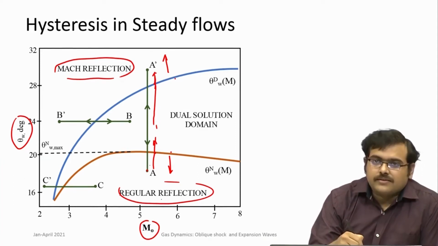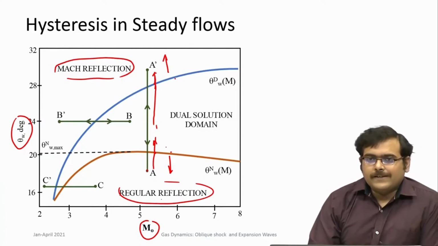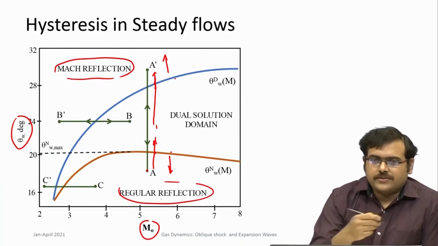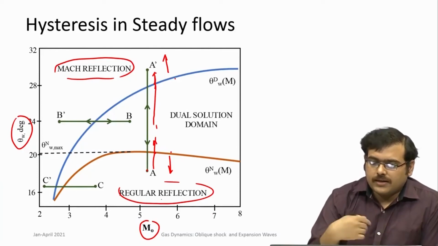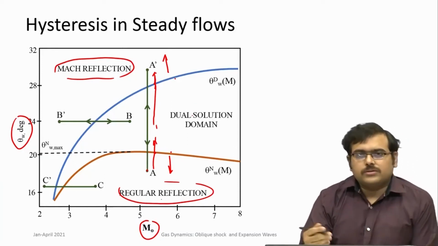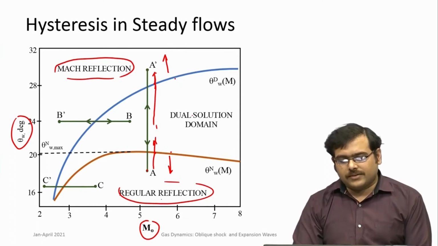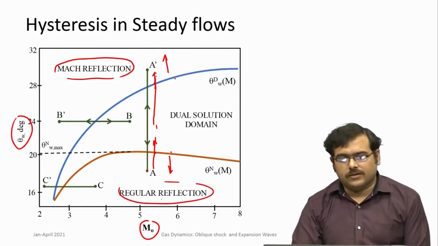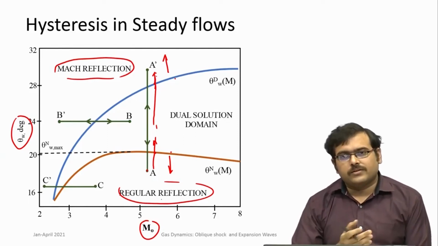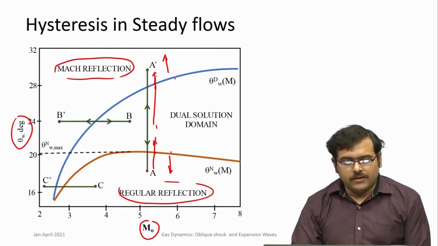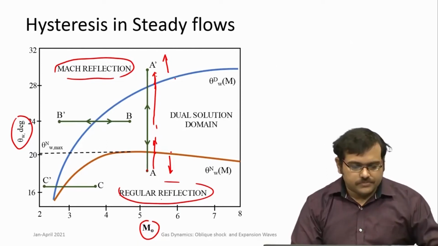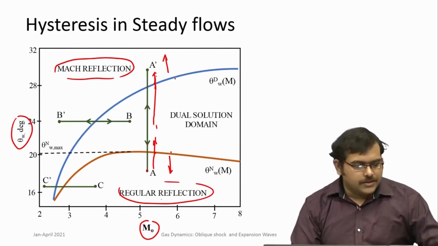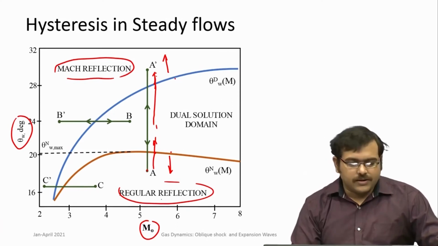So, you see that this behavior is like hysteresis. It is a hysteresis that you can have regions where both these solutions can be observed, and it depends on the way you go into the history of the flow, whether you observe a Mach reflection or a regular reflection. Okay, so this is some interesting nonlinear behavior.